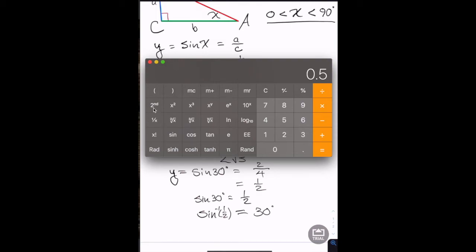If I go second, notice sine now becomes the inverse sine. Now we're going to do it the other way around. I'm going to say 1 divided by 2, which is 1/2, and say equals, and get 0.5. And then let's hit the inverse sine. Well, do you think we're going to get 30 degrees? We'd better if we're doing this correctly, and sure enough, we do. That's how it works: you can take the ratio, put it into the inverse of the function, and get the desired result.